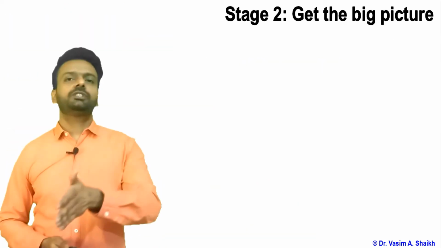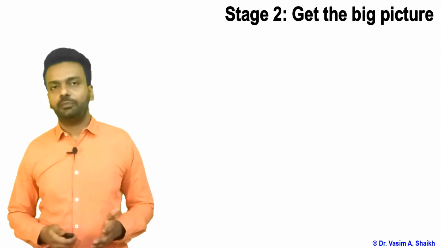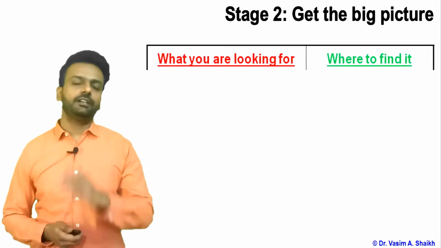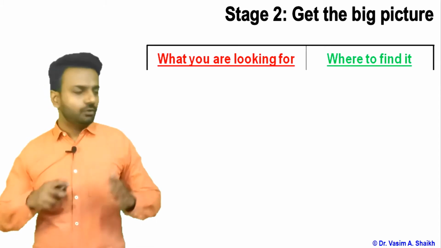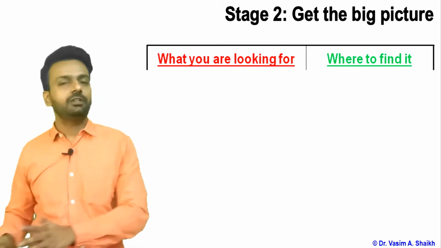Now let us go to stage 2. Now what is stage 2? We need to get the big picture. How to get the big picture? Let us see. What are you looking for and where to find it? That is how I have tabulated this information. If you want to get certain information, you need to go and find it at that particular place.